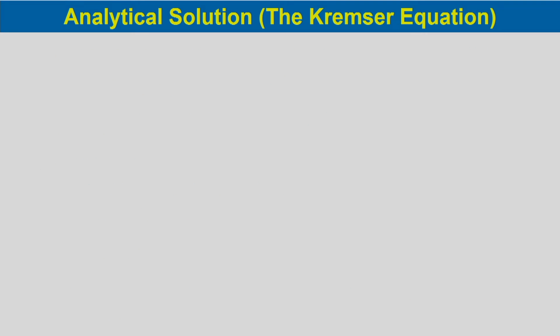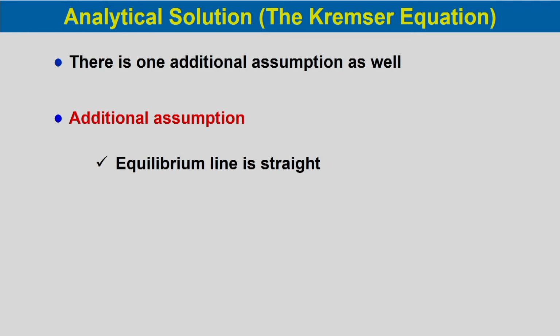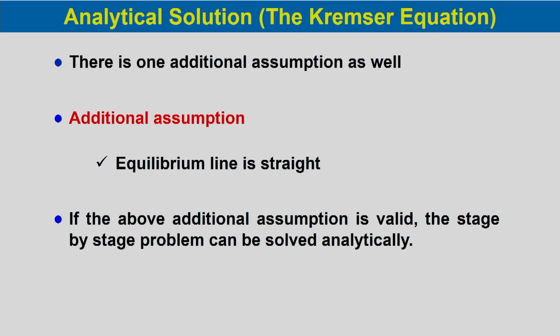If we consider another additional assumption, the equilibrium line is straight. So, in that case, if this additional assumption is valid, then the stage by stage problem can be solved analytically. With these additional assumptions, our equilibrium curve will be straight and also our operating line will be straight. So, we can do the stage wise calculation analytically.